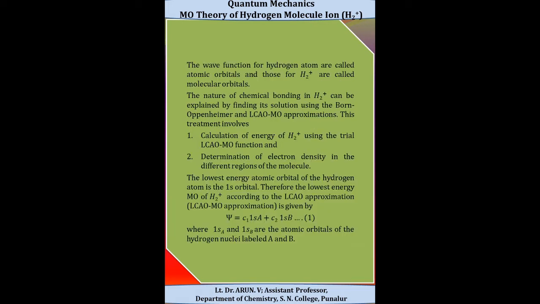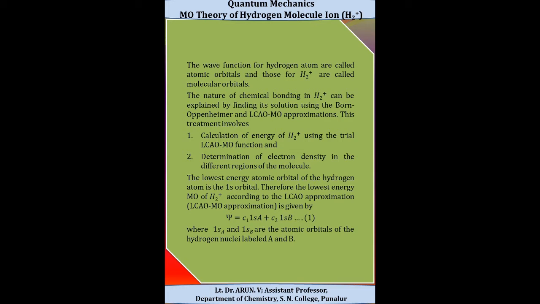The wave functions for hydrogen atom are called atomic orbitals, and those for H2 plus are called molecular orbitals. The nature of chemical bonding in H2 plus can be explained by finding its solution using Born-Oppenheimer and LCAO approximations. This treatment involves two steps, that is, the calculation of energy of the H2 plus using the trial LCAO-MO function and the determination of the electron density in the different regions of the molecule. Let us discuss one by one.